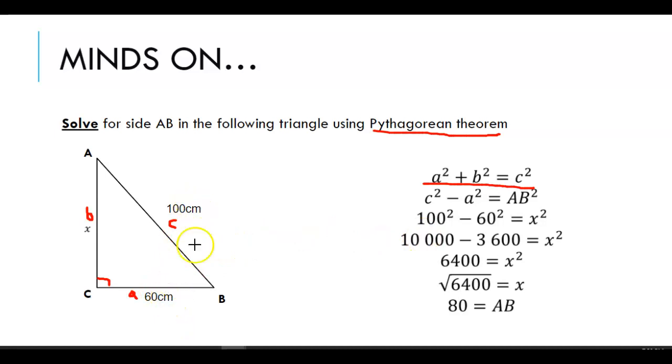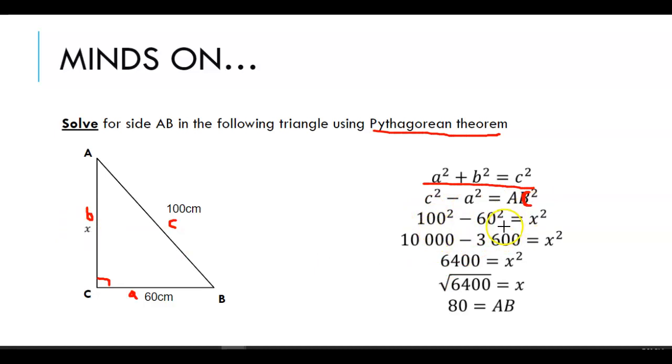Based on the given information here, we have the hypotenuse 100 centimeters and one of the sides 60 centimeters. From the equation here, we can derive that the missing side AC, let's change that to C here, not AB, AC, equals the hypotenuse side C minus the given side A. So all this squared, so C squared minus A squared equals AC squared, or angle side B squared.